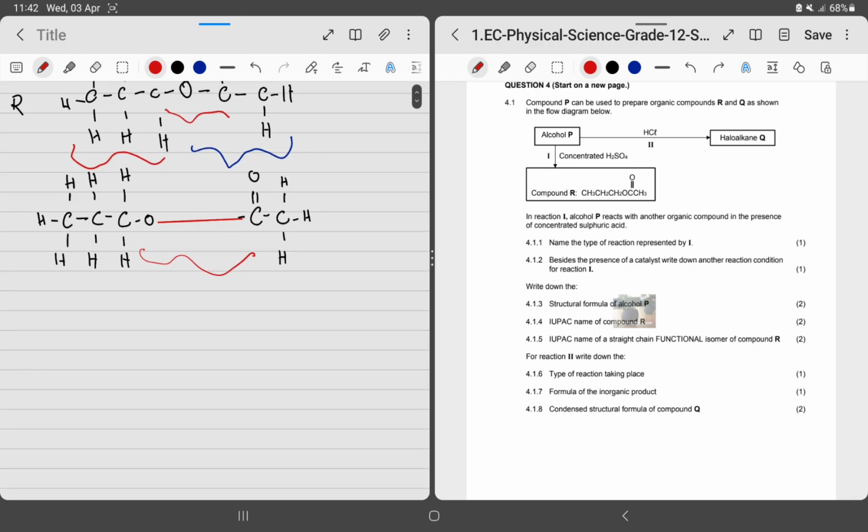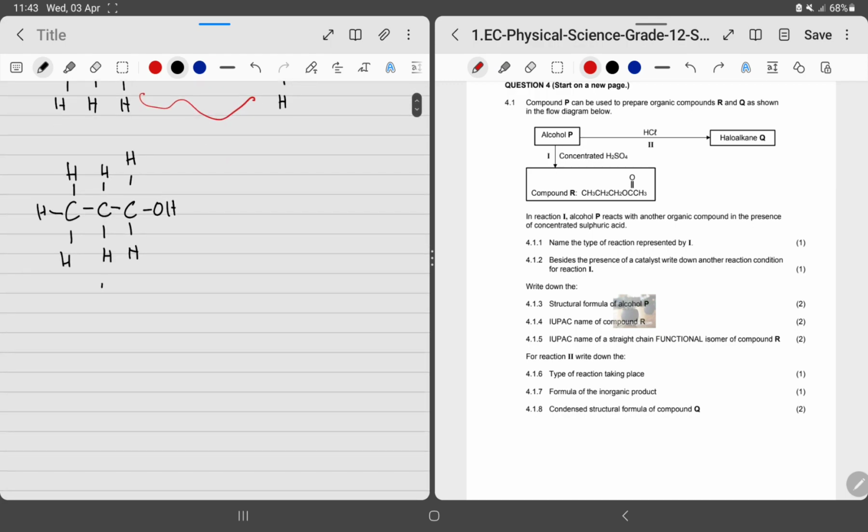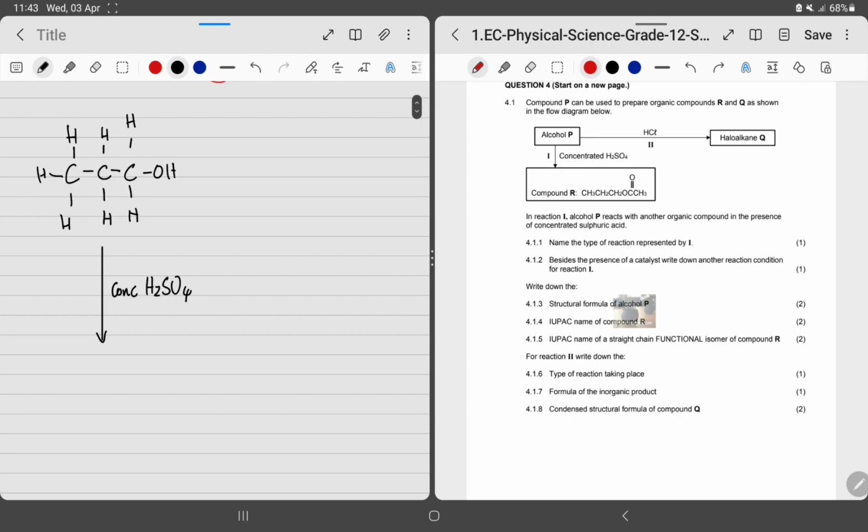Okay, so it means that compound P is an alcohol with 3 carbon atoms. So I'm going to fill in what I found. So this is carbon, carbon, carbon, and then I have an OH group there. And then this is concentrated sulfuric acid, and then it gives me that ester. I'm not going to write it down. Another reaction condition that is required, you need mild heat.